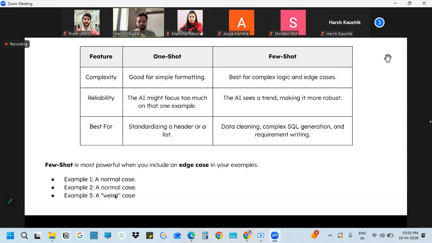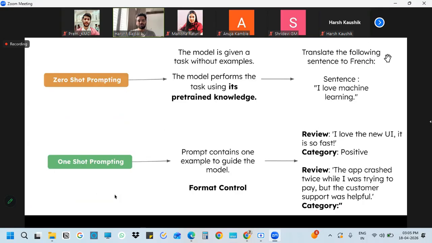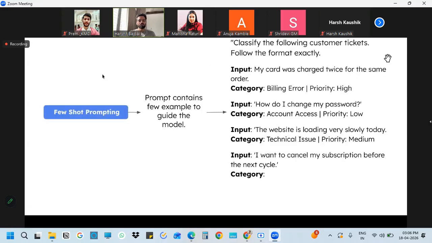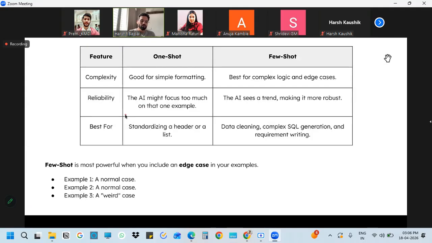So I'll take a pause here. Understood? These are some nomenclature which I am just telling you in case someone asks you, right, what is zero shot prompting, what is one shot, what is few shot. You will be asked what is zero shot and few shot, but you should know basically. Any doubts?